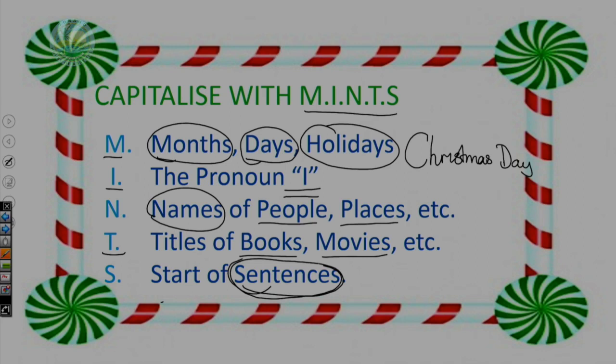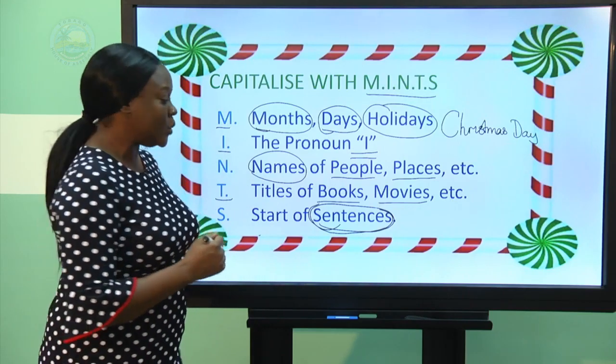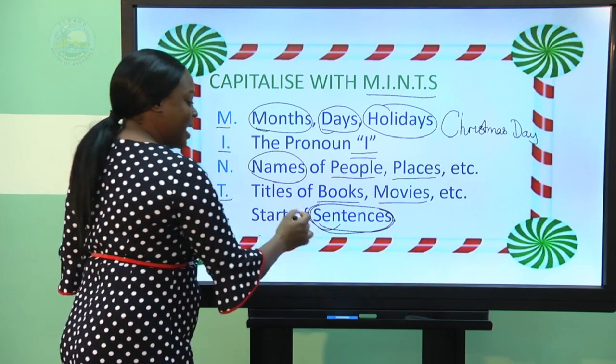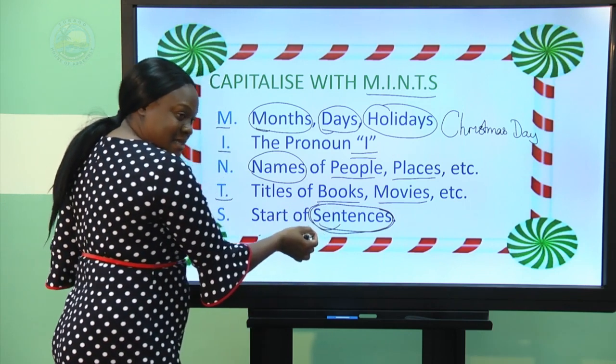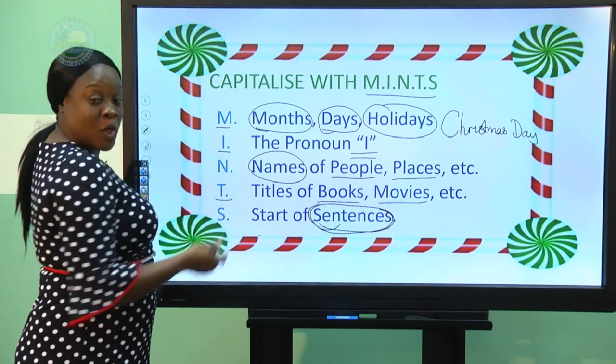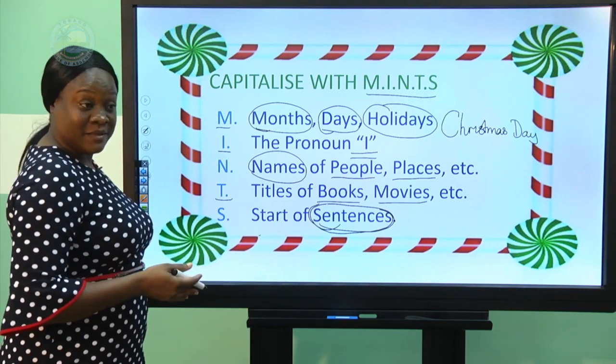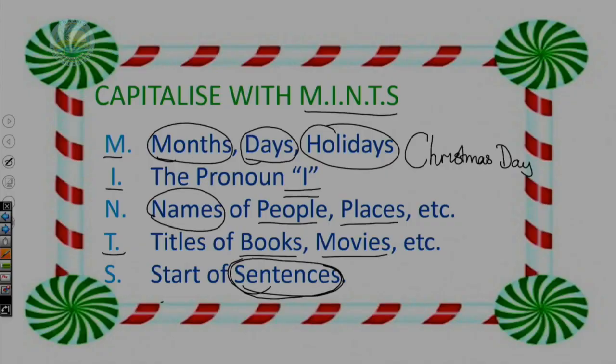We also start the beginning of quotations, whether they are at the start of a sentence or they are in the middle of the sentence. We always begin the quotation with a capital letter. So that sentence within the quotation also begins with a capital letter. We also start each line of poetry with a capital letter. Let's move on.